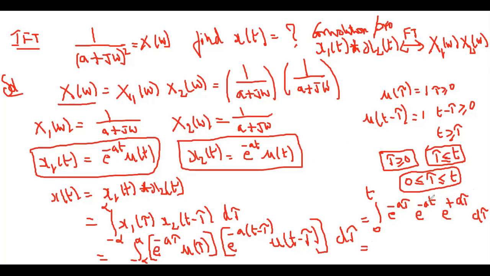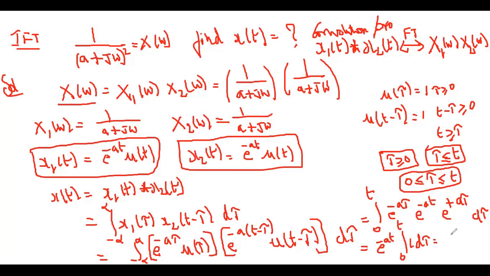Now, e power minus a t is a constant because the integral is with respect to tau only. The e power minus a tau and e power plus a tau both have the same base, so you can add the powers, and the minus and the plus become 0. So the integral from 0 to t is e power 0, which is 1, into d tau. What is the integral of 1 with respect to tau?